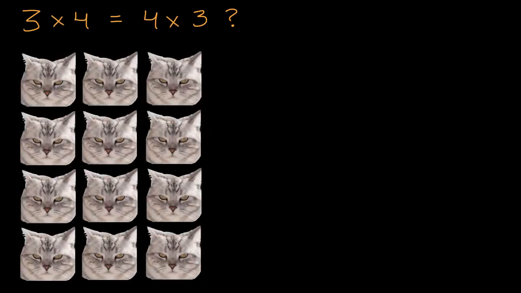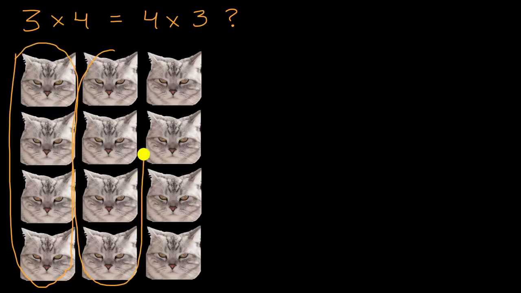Meow. Yes, they are angry. We could view this as 3 groups of 4. So this is one group right over here of angry cats, 4 angry cats. This is 2 groups of 4 angry cats. And this is 3 groups of 4 angry cats.